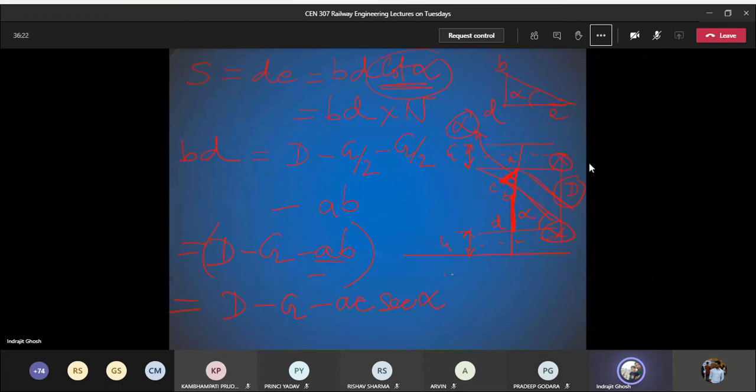So what is S coming as? S is coming as D minus G minus AC sec alpha, multiplied by N. What is AC? The vertical line, G. So BD has been replaced with D minus G sec alpha. That is S.